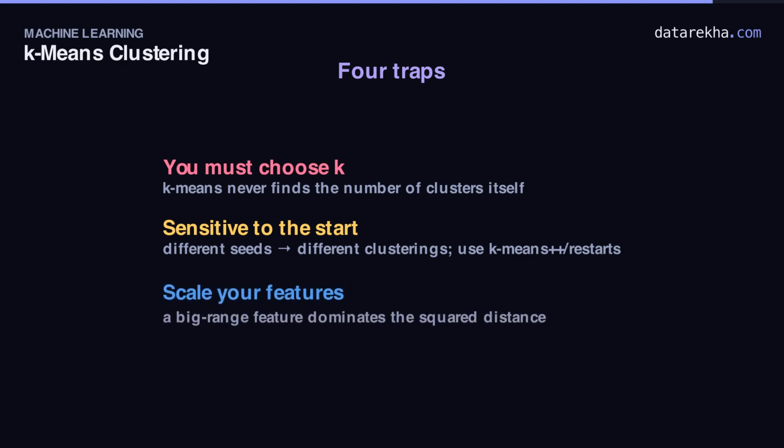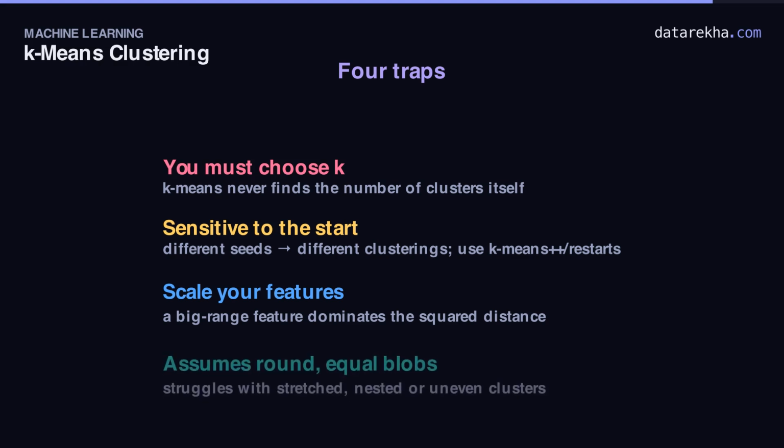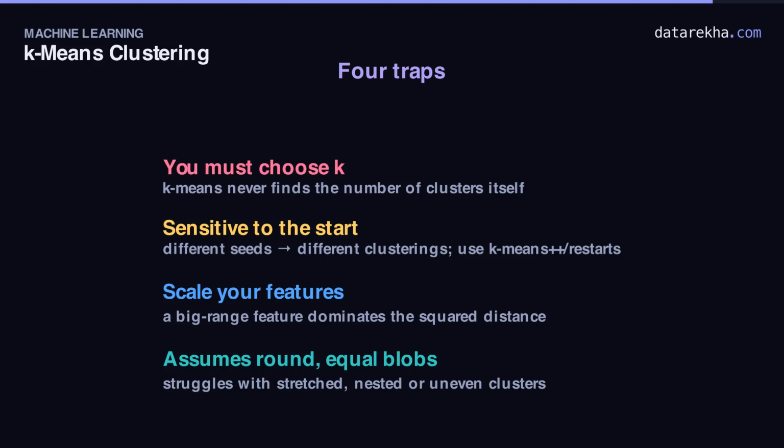Trap 3. Skipping scaling. K-means measures squared distance, so a feature with a huge range swamps all the others and hijacks every cluster. Standardize or normalize before you cluster. Always. And trap 4. Shape bias. K-means assumes clusters are roughly round and similar in size. Give it long stringy shapes, rings, or wildly uneven groups, and it splits them wrong. Reach for a different method there.